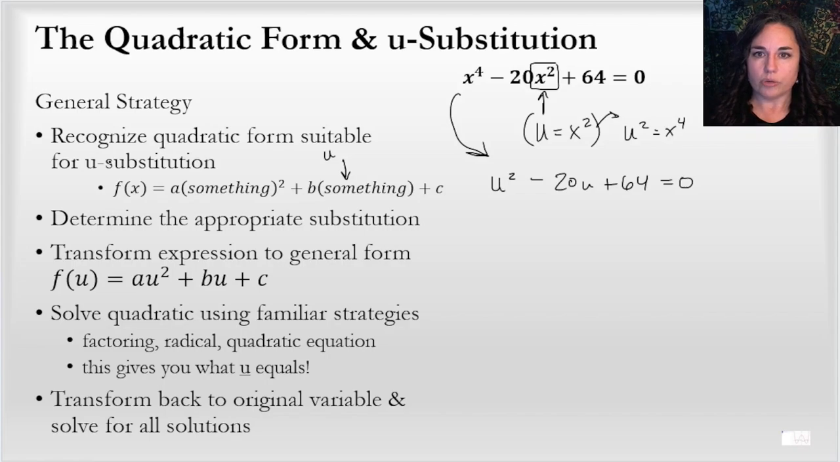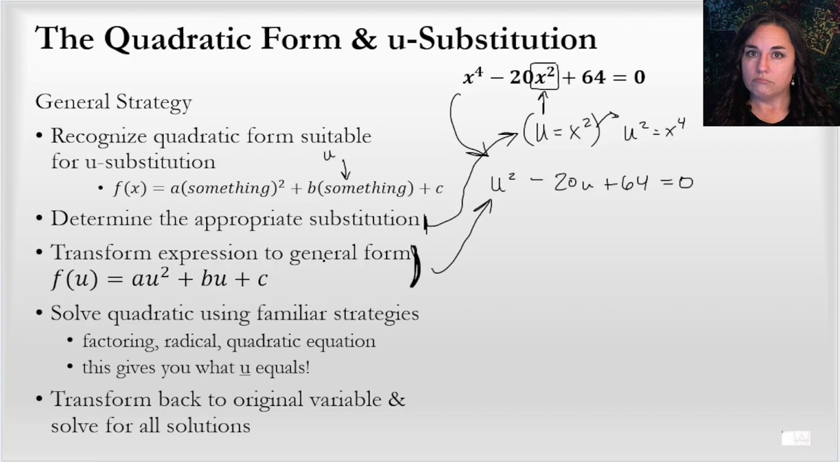Recognize the quadratic form suitable for the u substitution. So I have a times something squared plus b times something plus c. I saw that my something was x squared. I determined my appropriate substitution, that was this step here, and I transformed the expression into a general form. So there I have au squared plus bu plus c, and it's equal to 0.